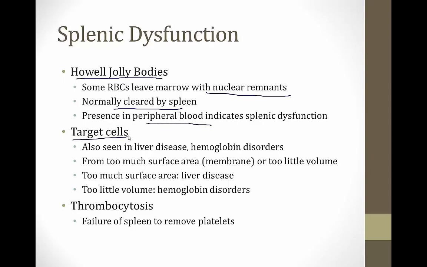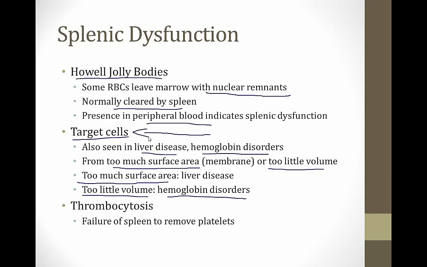Target cells can also be seen in people who've had a splenectomy. They're also seen in liver disease and hemoglobin disorders. The basic principle of a target cell is that it occurs when there is too much surface area or membrane or too little volume. Essentially, you have increased membrane area to volume area. In liver disease, patients have too much surface area of the red blood cells. In hemoglobin disorders, patients have too little volume. The reason you get these post-splenectomy is because there's always a small number of them in the blood, but they're usually cleared by the spleen. But when your spleen isn't working, you will see increased numbers of these target cells.